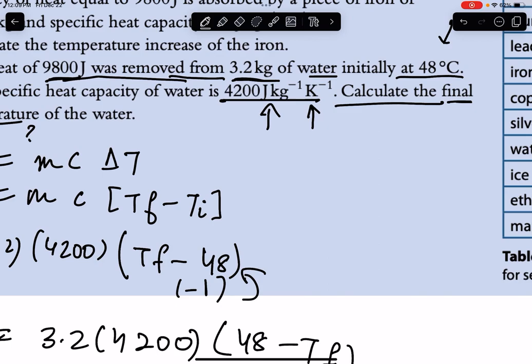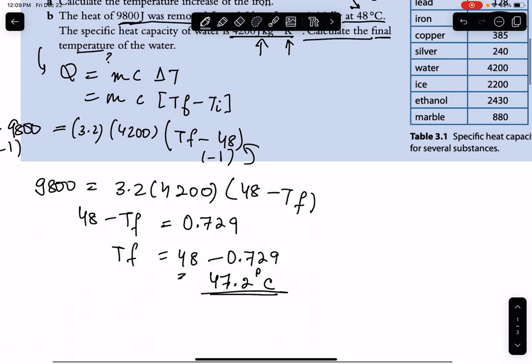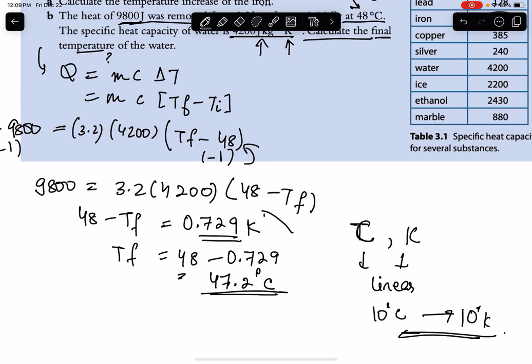Okay? Now, the main thing to note is you might be thinking that the specific heat capacity we were using has a unit of Kelvin, and the temperature is in degrees Celsius, right? The main idea is that because the Celsius scale and the Kelvin scale are linear, if the temperature rises by 10 degrees Celsius, this means that the temperature rises by 10 Kelvin. Okay, so they're linear scales. So even though the change in temperature was 0.729 Kelvin, you can just subtract it in terms of degrees Celsius, which is what we did.